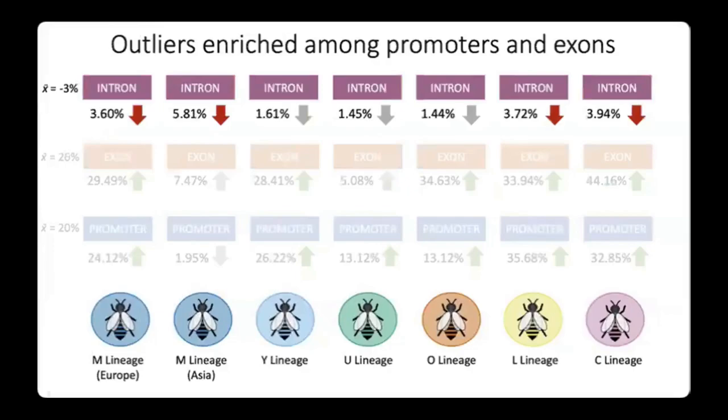And finally, when we look at the distribution of SNPs associated with selection among introns, we find that they are deficient of outlier SNPs, which is significant among 4 of the lineages, and this decreases about 3% overall. So overall, we find that SNPs under selection are clustered among functionally relevant regions, suggesting they may indeed have an influence on the adaptation of these bees.